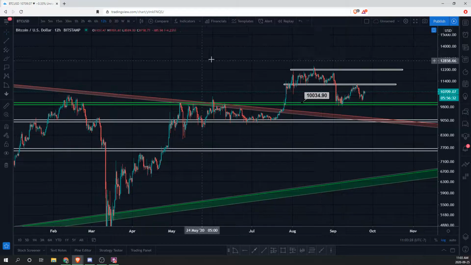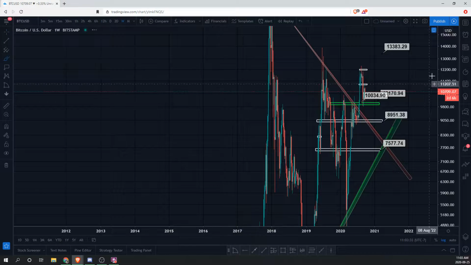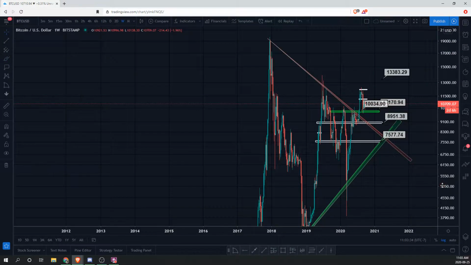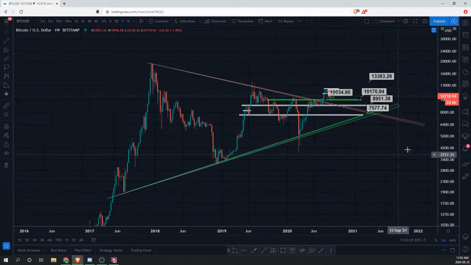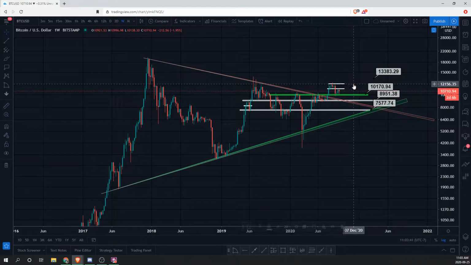I don't want to call it shorts or anything, just because when we're looking on the weekly chart, it still looks very bullish. When people are saying that BTC's done its bullish run, I don't really agree with that. I think that we are in a small consolidation.